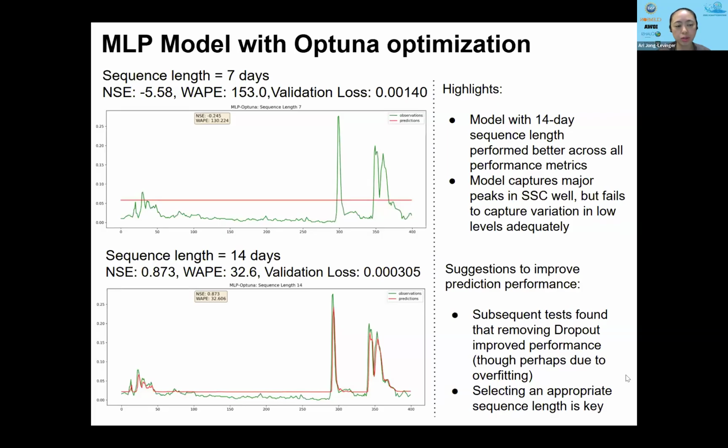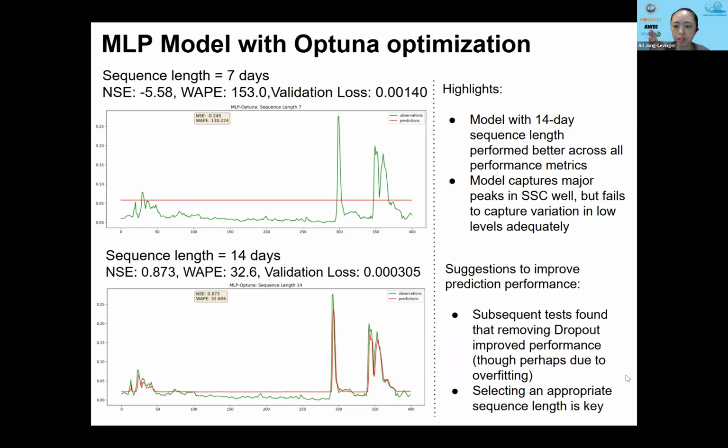And so moving now to the results, we start with the multi-layer perceptron, which is the simplest neural network. We're using this as a benchmark because it's already used in the field. And a 7-day sequence length produced very bad results.